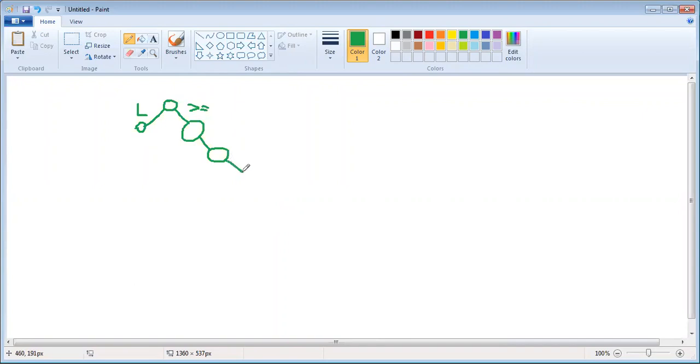But there is no constraint for height balancing. There is no constraint for height. The right side can be any height and the left side can be any height. The only property is lesser and greater.